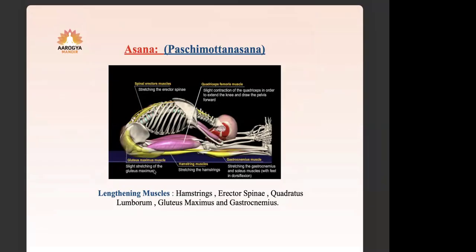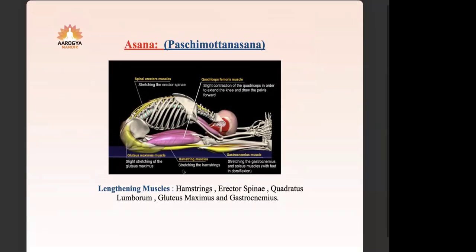So that's a clear understanding of the Paschimottanasana. A beautiful stretch to calf, hamstring, buttocks, and erector spinae. These erector spinae are the stiff muscles.